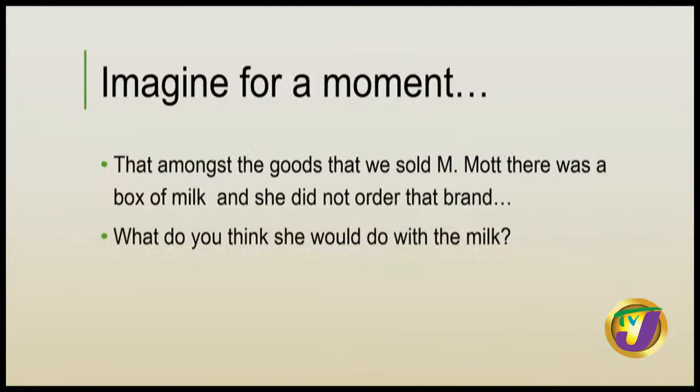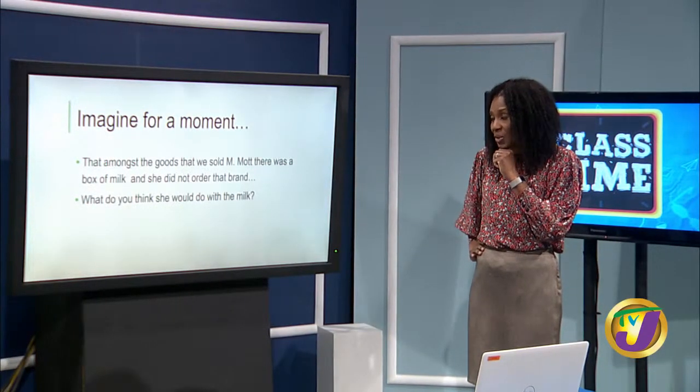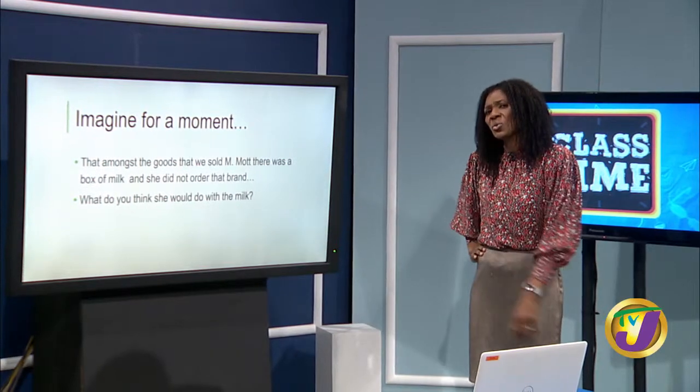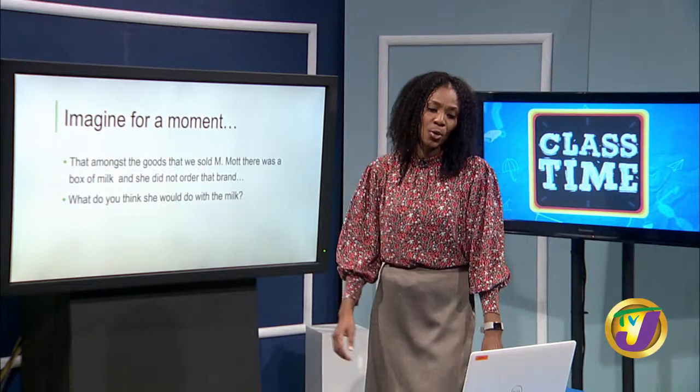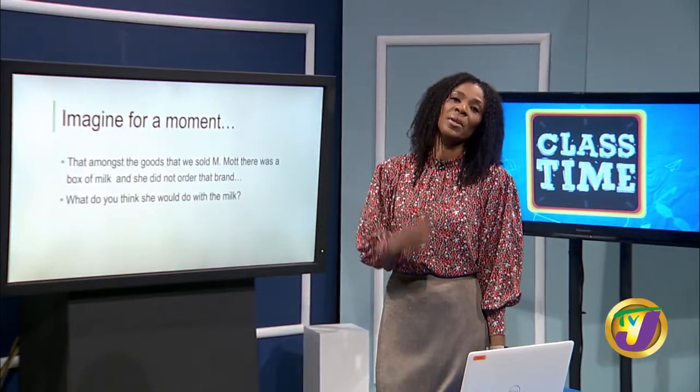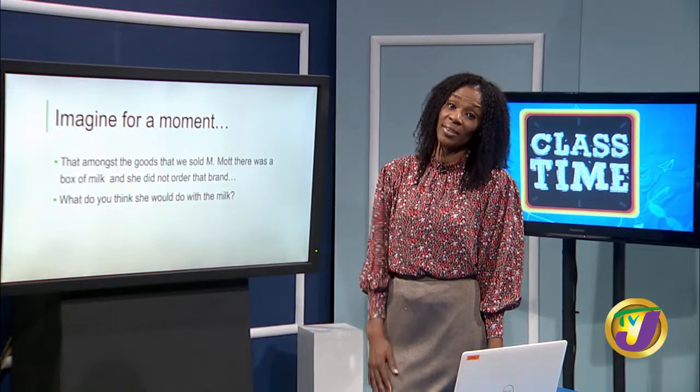All right. Now, imagine for a moment that we sell the goods to M. Mott. But there was a box of milk that M. Mott didn't order in terms of brand. Wrong brand was sent to her. What do you think she should do with the milk? Drink it anyway? No. She probably can't do that. What if the brand happened to hurt her tummy when she drinks it? You want her to have diarrhea?